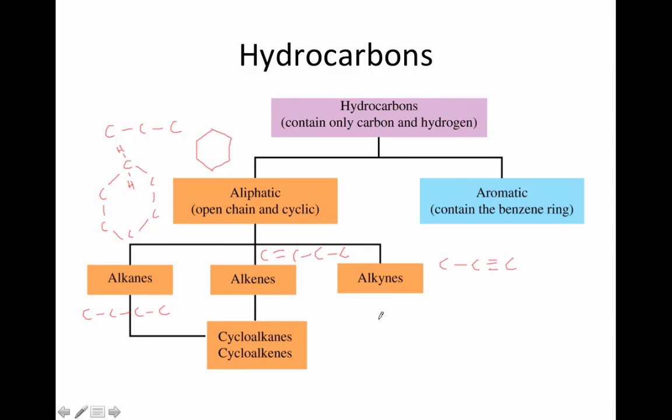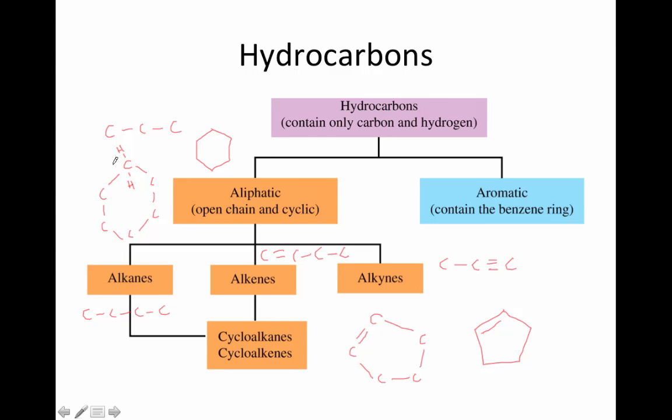A cycloalkene can occur where you have one or more double bonds in a cyclical structure. In this case, there are 5. This can also be drawn like this. So this is a cycloalkene, and you see that extra line there indicates a double bond.